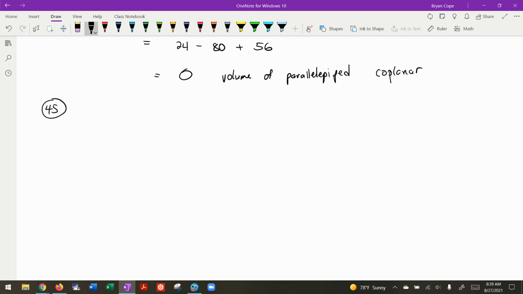Okay, so let P be a point not on a line L that passes through the points Q and R. Here's Q, here's R, and here's the point P. Show that the distance D from the point P to the line L is that. So we are interested in this distance right here. That's D. And we're supposed to show that D equals the magnitude of A cross B over the magnitude of A.